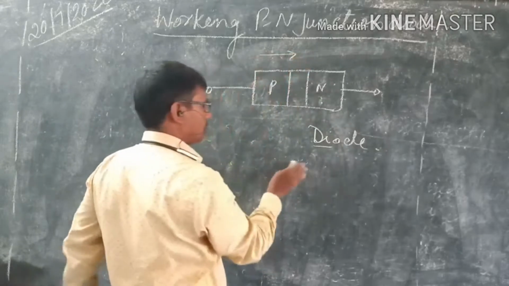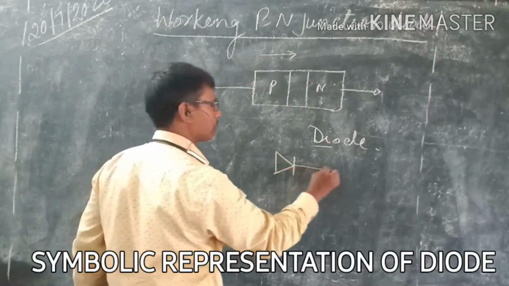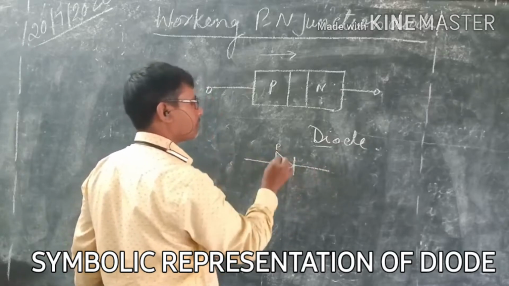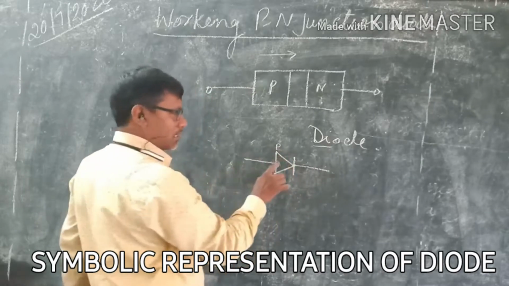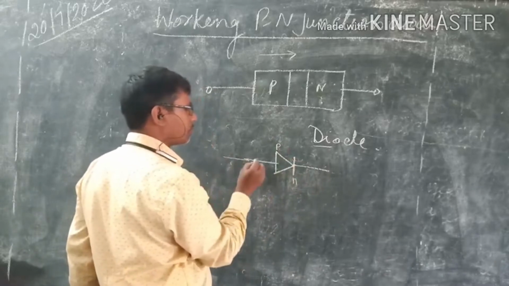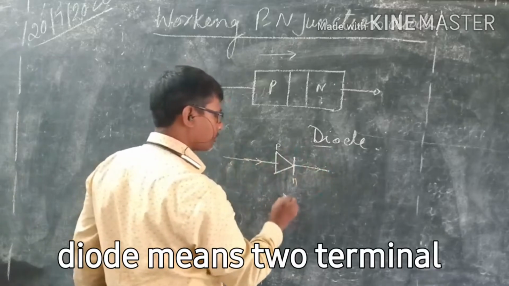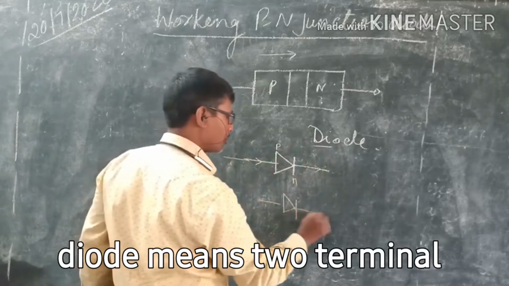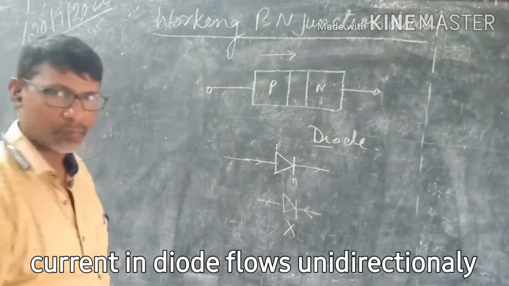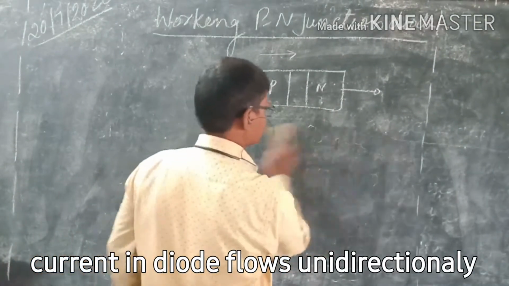When we represent this diode in a symbolic form, we represent it like this. This is the diode. This triangular form, this arrowhead, is P and this bar is N. So the current only flows from P to N. It will never flow from N to P. Okay, so let us see the working.